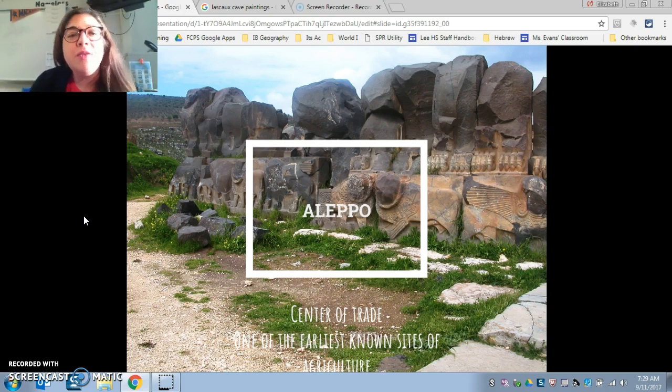Then we have Aleppo. Aleppo was one of the earliest centers of trade and one of the earliest known sites of agriculture. You can see in this picture some later remains of what we call monumental, which just means really big architecture in Aleppo. This was not made during the Neolithic times, but it still was occupied later in history.